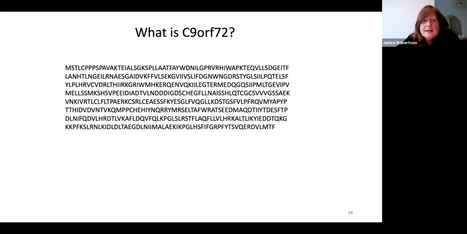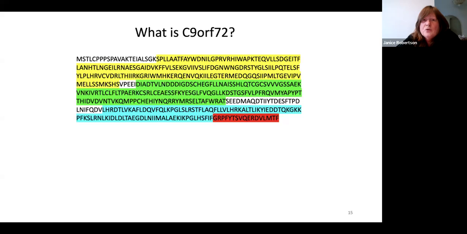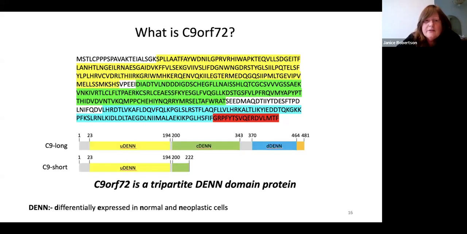sequences is just fantastic. And so using this, you're able to work out domain structures that have been characterized in other types of proteins. And what became apparent from C9orf72 is it had these different domains within the protein structure. And these are DEN, UDEN, CDEN, and DDEN. And DEN is a horrible name. It's differentially expressed in normal neoplastic cells. And C9orf72 contains these domains, and the C9 short isoform also has one of these domains.